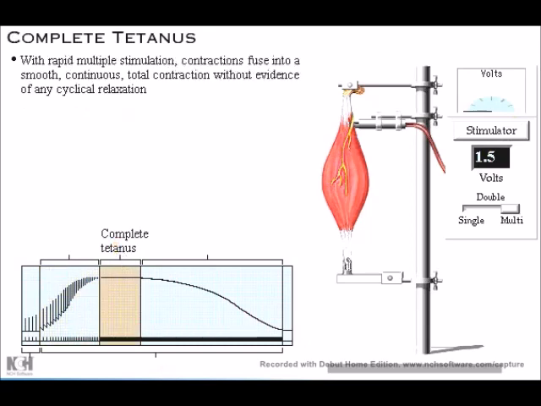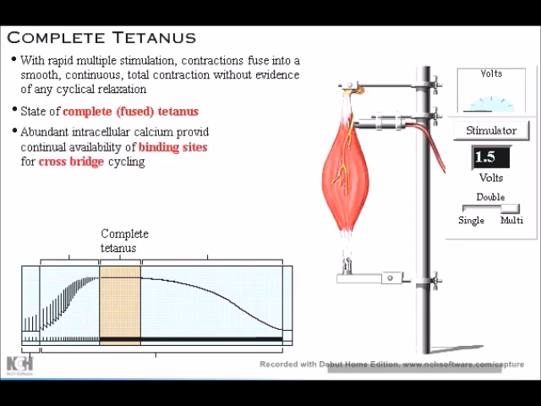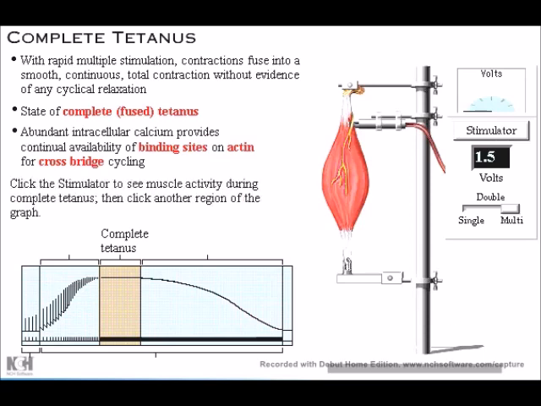With rapid multiple stimulation, the contractions fuse into a smooth, continuous total contraction without evidence of any cyclical relaxation. The muscle is now in a state of complete or fused tetanus. Abundant intracellular calcium provides continual availability of binding sites on actin for cross-bridge cycling. Click the stimulator to see muscle activity during complete tetanus.